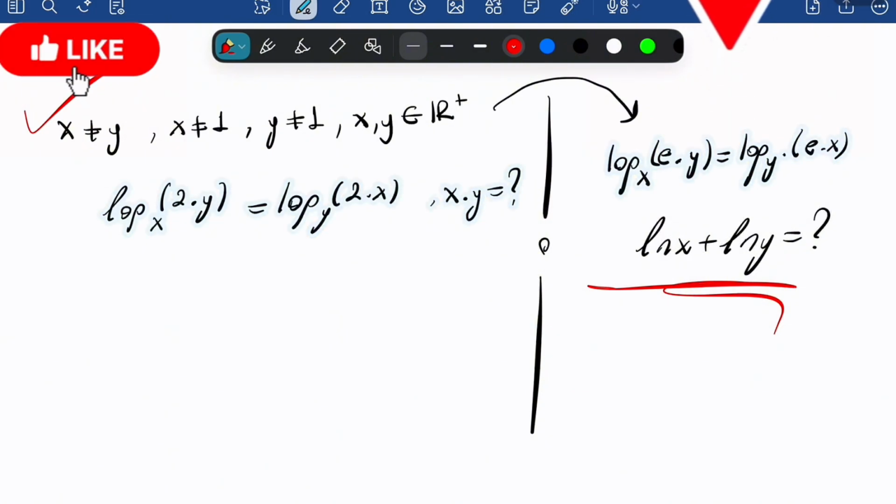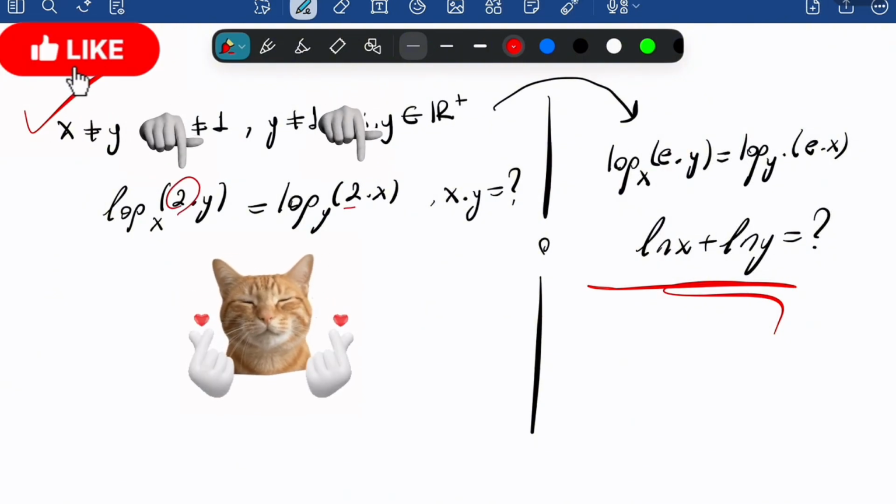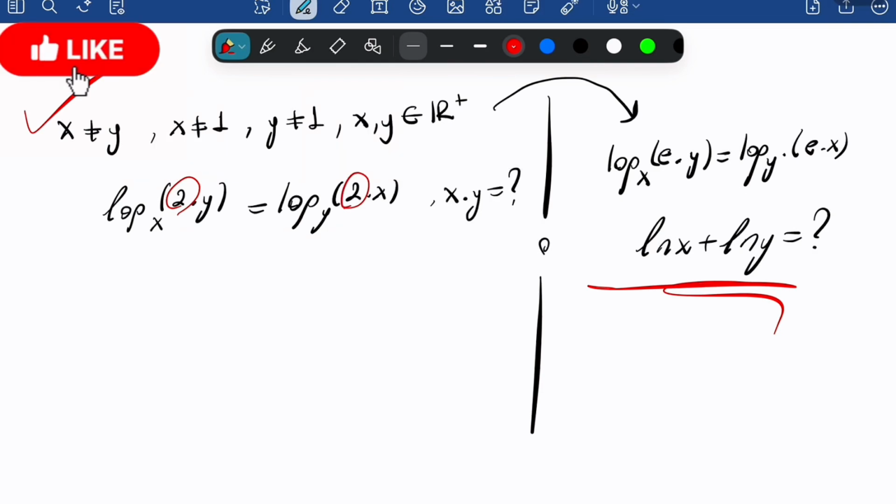What did he say to us? X will not be equal to 1. He said that X and Y are positive real numbers, and he wants us to solve this question. Now here are the questions given to us in this way. Tips are important for us in this style of logarithm questions. We need to decide the logarithm base that will solve this question.